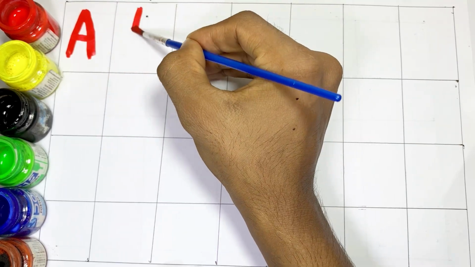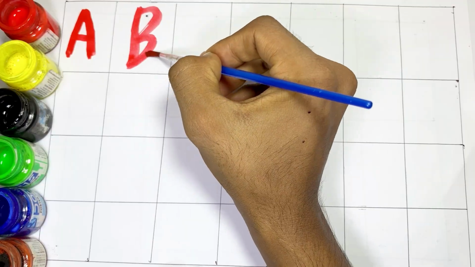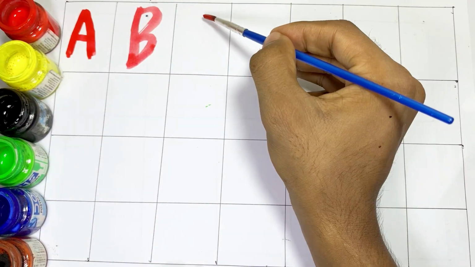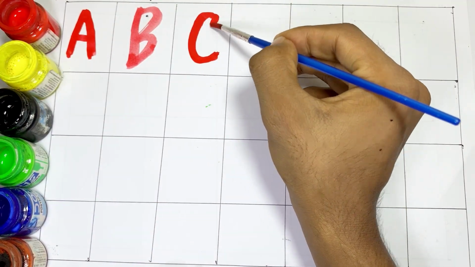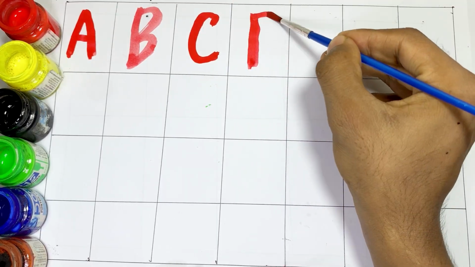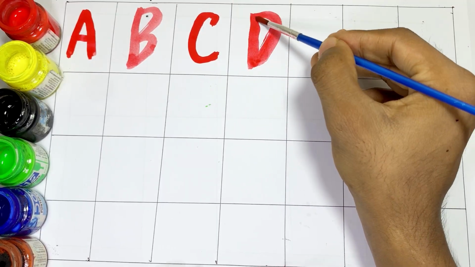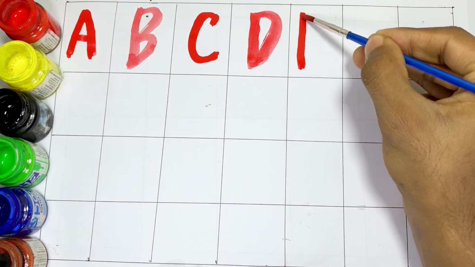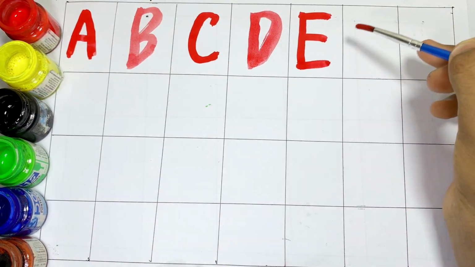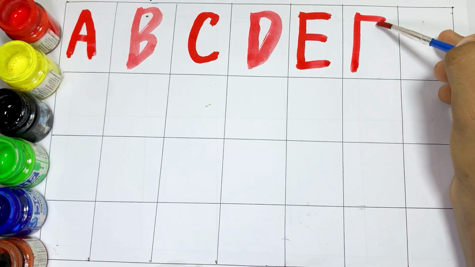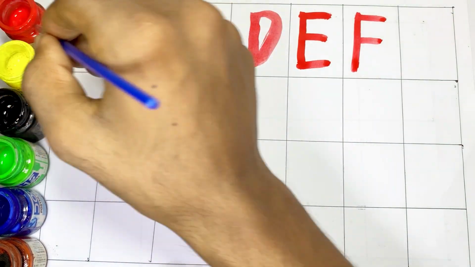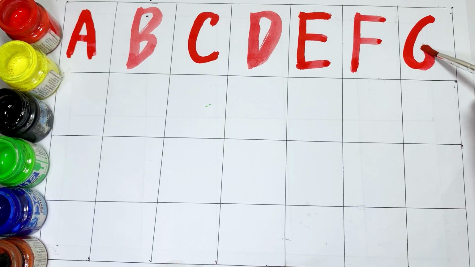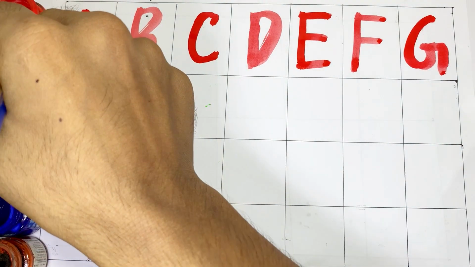A for apple. B for ball. C for cat. D for dog. E for elephant. F for fish. G for God.